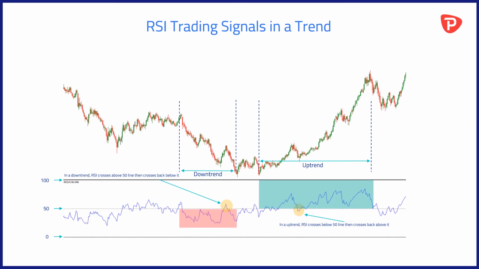This method, although simple, is a reliable way to use the RSI indicator, as a cross of the 50 level in either direction, followed by a cross back in the direction of the trend, confirms that the buyers in an uptrend and the sellers in a downtrend have committed to the trend's direction over the last 14 periods.